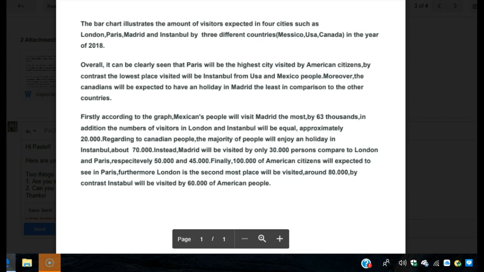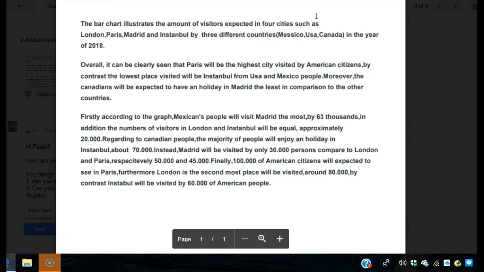The bar chart illustrates the number of visitors. It's not something uncountable, it's something countable. So you want the number of visitors expected in 4 cities, not "such as" but "specifically", because "such as" implies that there are other ones as well, and these are just an example of some of them. So, specifically London, Paris, Madrid, and Istanbul, careful with your spelling, by 3 different countries, Mexico, careful with your spelling, USA, Canada, in the year of 2018.